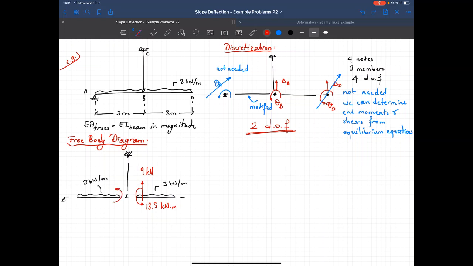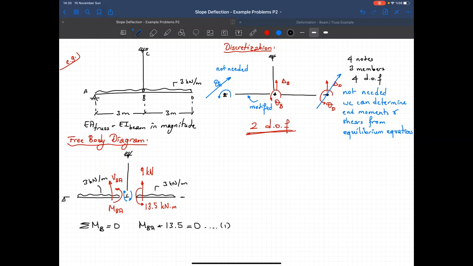So I have an end moment that I don't know its value, MBA, and we have a shear force here, VBA. Now I got 2 degrees of freedom. For the rotational degree of freedom, I have to write down a moment equilibrium equation at node B. So sum of moments at B equal to 0. Transfer these moments to B. My first equation is as follows. MBA plus 13.5 is equal to 0.